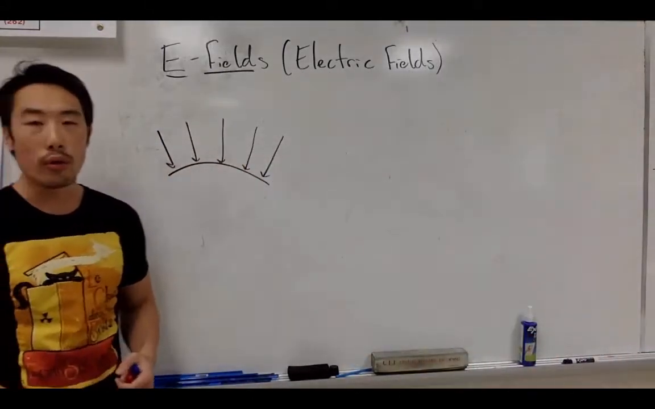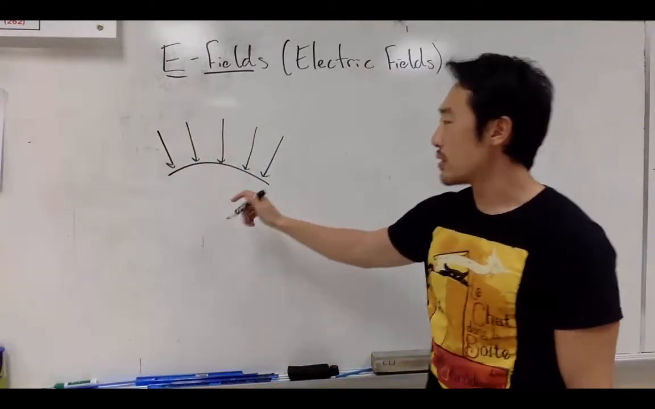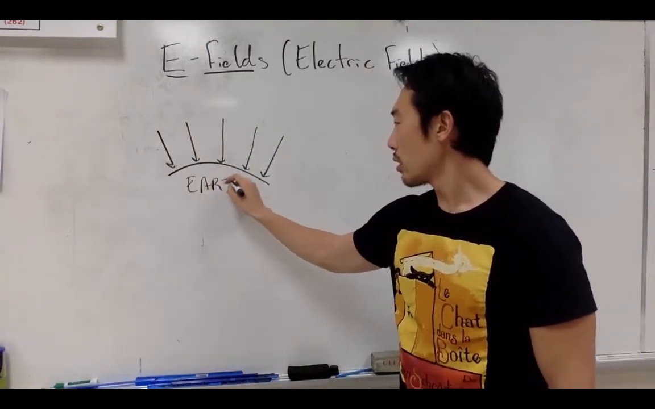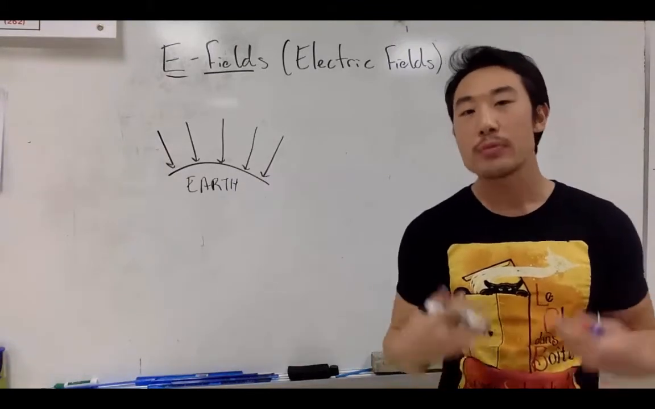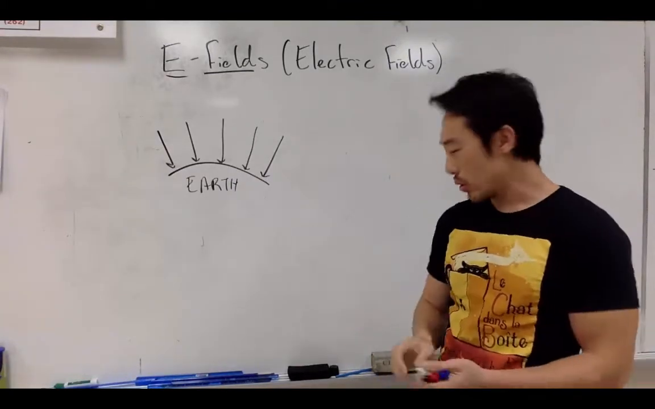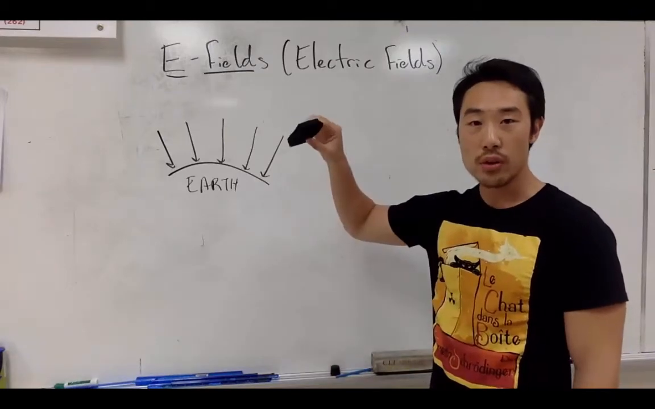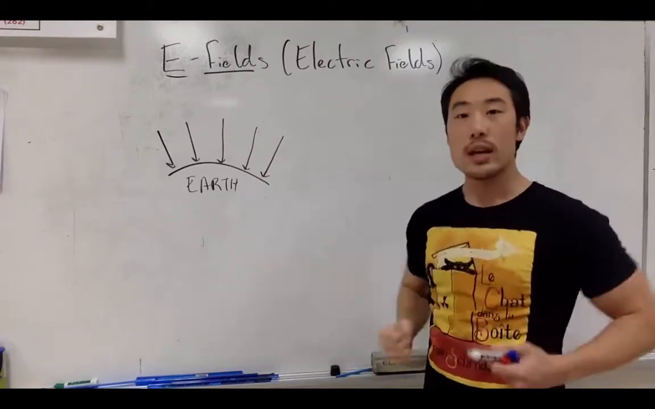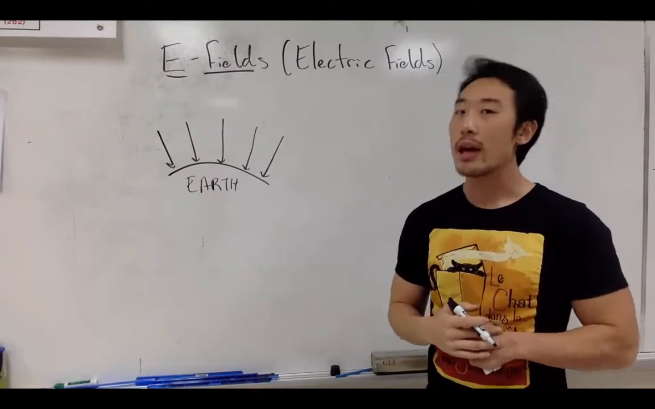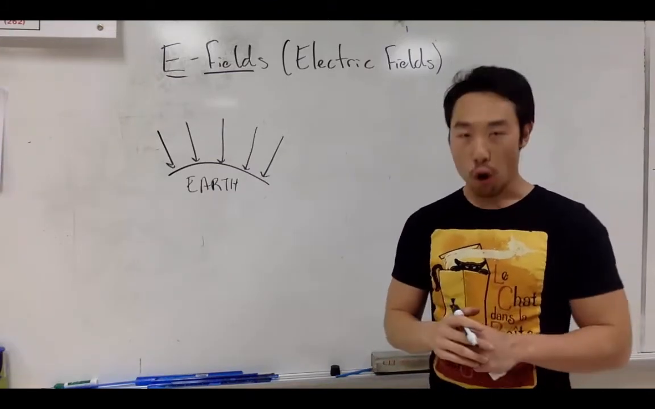So what I drew on the board is a gravitational field, and if this is the Earth, those lines represent what will happen if a small object is dropped near the surface of the Earth. We of course know that if you drop anything near the surface of the Earth, the gravitational field strength will pull it down. And E-fields are a lot like that, but instead of using the Earth, we use charges.